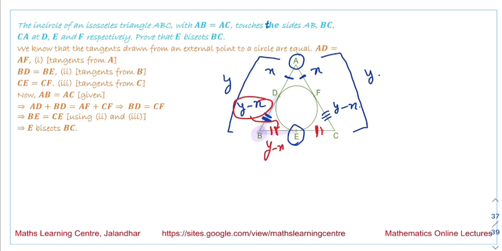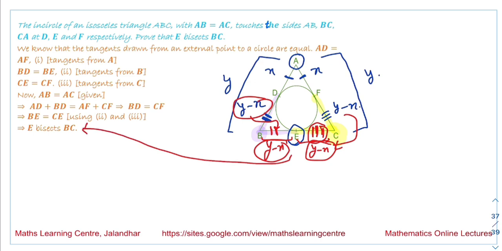Similarly, if we consider C as the external point, CF and CE are the tangents, so the length EC will be equal to y minus x. It means both lengths BE and EC are equal. It means E bisects BC, and this is what we have to prove.